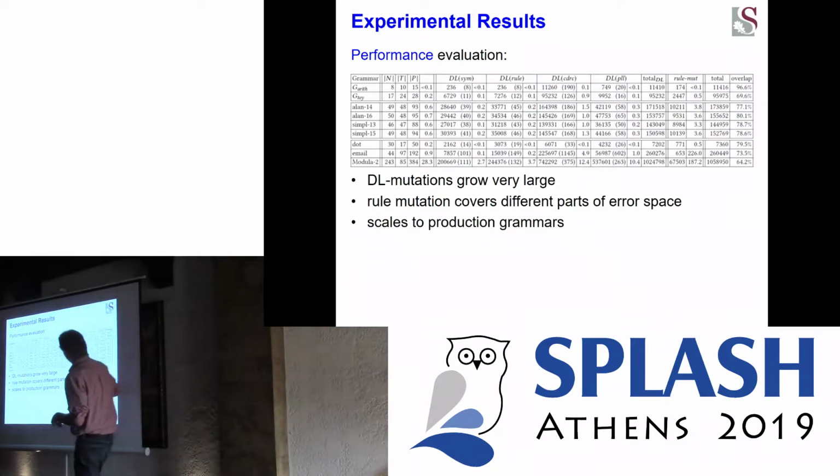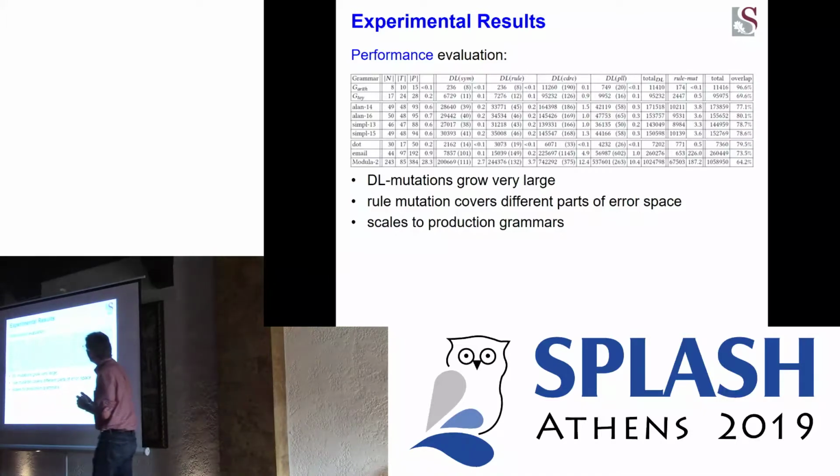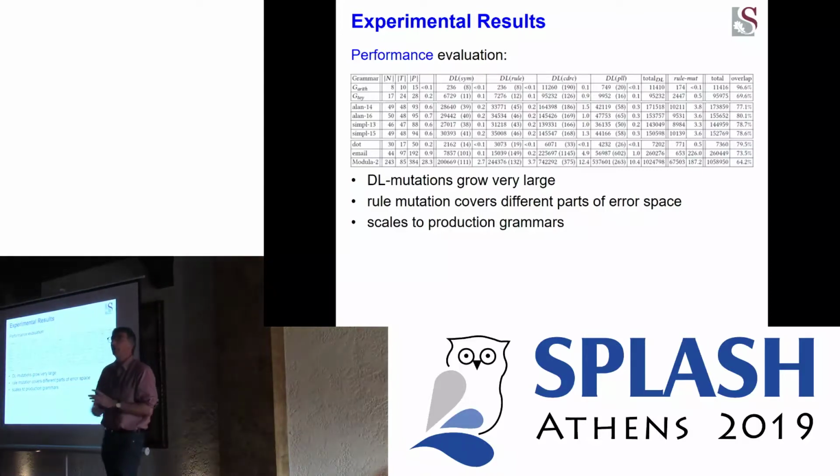We can also see that this doesn't take too long. It scales more or less to production grammars. Here is, for instance, Modula-2, which has close to 400 rules, right? And it takes a couple of minutes to generate this at the worst case. Right, so 3 minutes for the rule mutation.